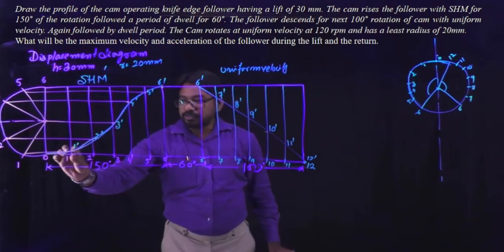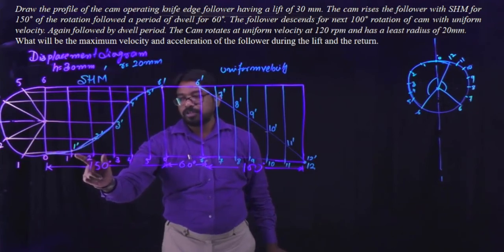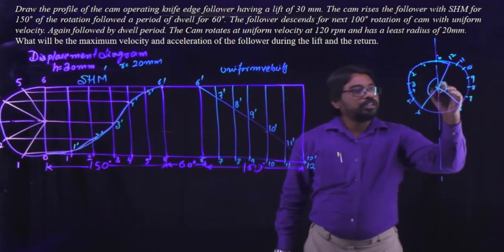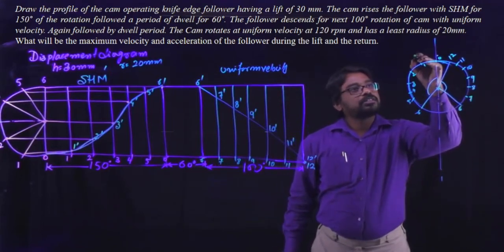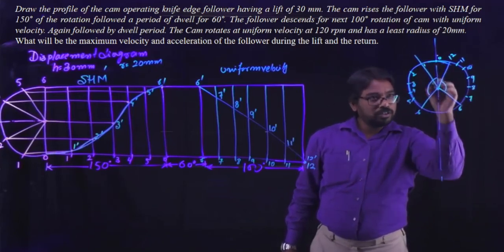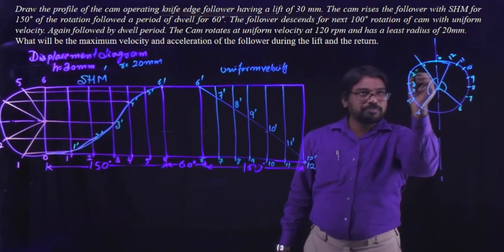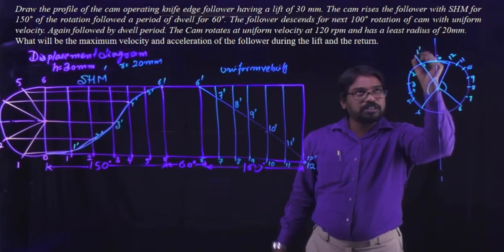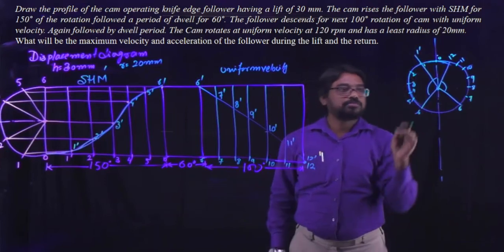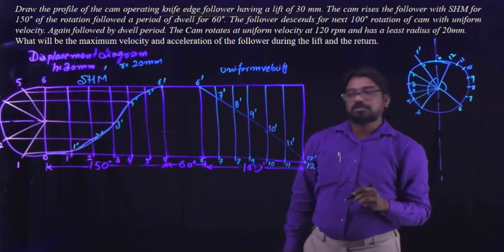Whatever the height we have from 1 to 1 dash, with the help of a scale we measure the distance, and we draw and extend it here. First, from the origin up to 1 we just connect it. Then the extra part we have got here is called the lift of the cam, and we write 1 dash here. Similarly, we are going to do it for the remaining.